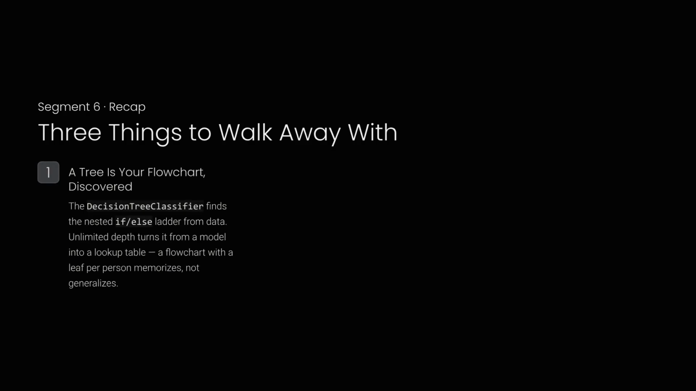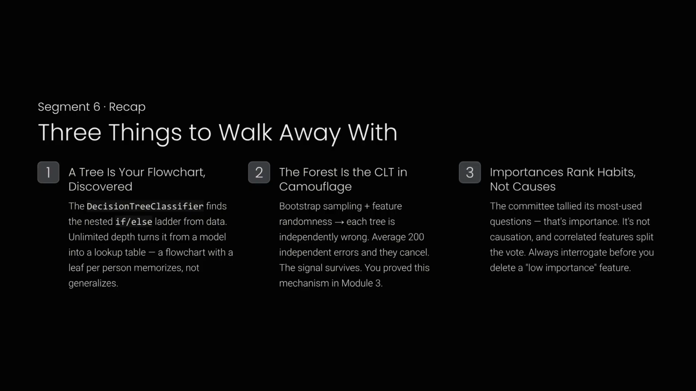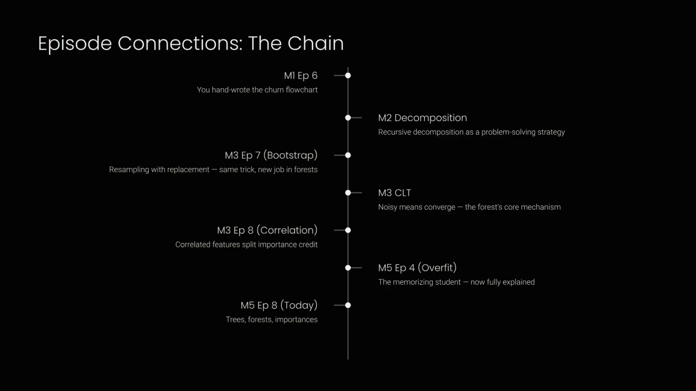To recap, trees act as discoverable flowcharts. Forests use the central limit theorem to make these trees robust, and feature importances provide a helpful, though limited, lens into what the model has learned. Today's work connects directly to our previous modules. We've bridged the gap from manual flowcharts to bootstrapping and overfit diagnostics, landing firmly on the random forest as our primary tool for predictive modeling.